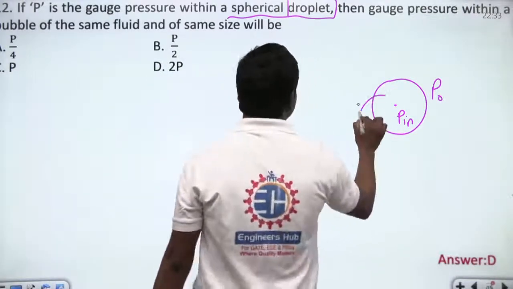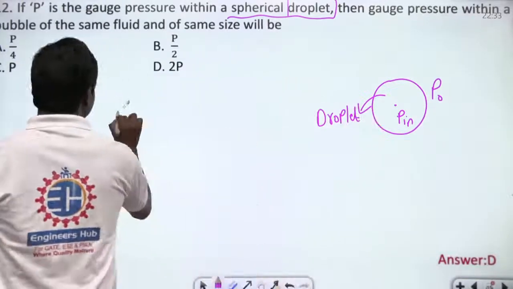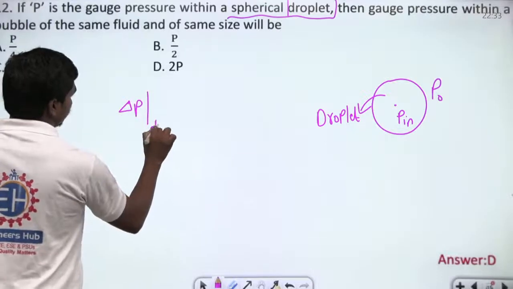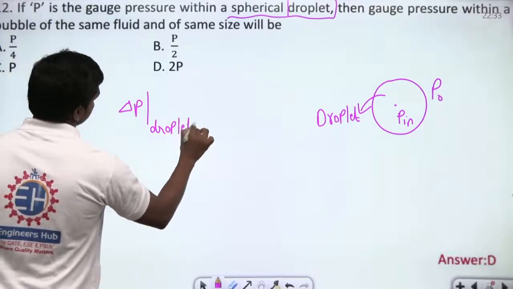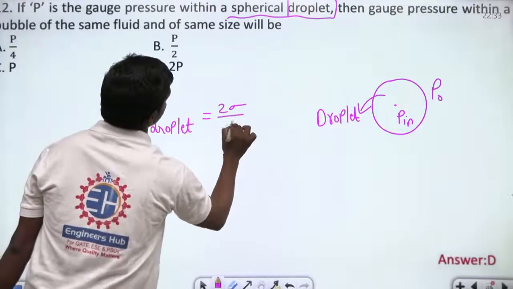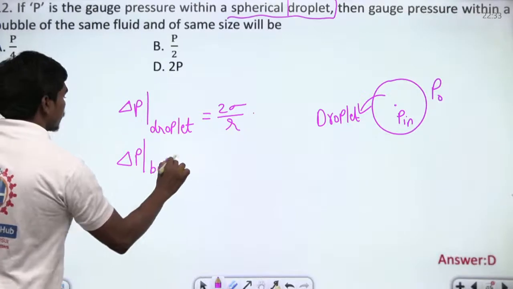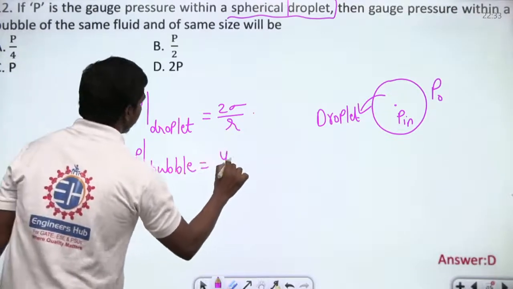So this is a droplet. In case of a droplet, we know delta P of droplet will be equal to sigma into 2 by r, so 2 sigma by r basically. Next, delta P of bubble will be equal to 4 sigma by r.